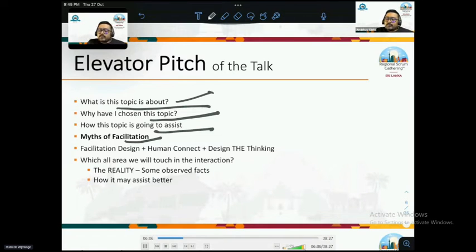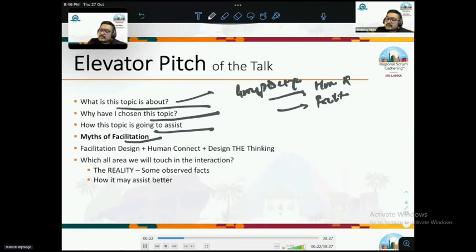When we go for a group design thinking, human connect is missing. What I have experienced, we will see what is human connect. I have also experienced facilitation is not practiced as what facilitation is about. It might be practiced slightly differently by the people around us.